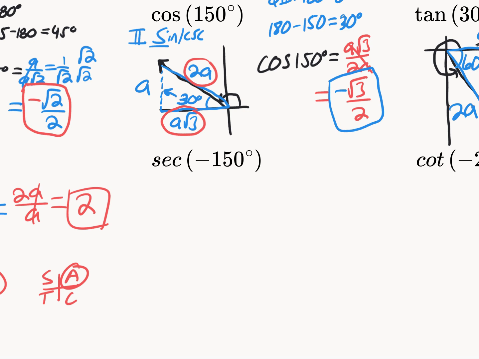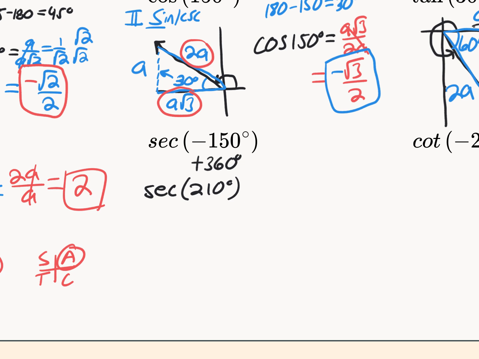Negative 150, we don't really know where that is, and it's not between 0 and 360, so let's find a coterminal. I'm going to add 360 degrees. And when you do this, we get secant of 210 degrees. And again, like I mentioned in the previous one, secant of negative 150 has to be identical to secant of 210. Next thing you want to do is figure out the quadrant that it's in. It's between 180 and 270, so this is in the third quadrant.